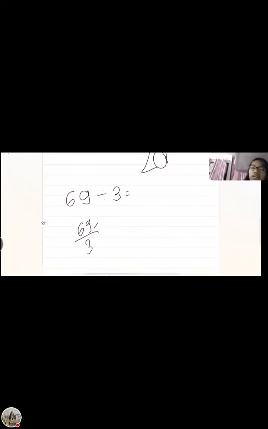So in 3's table it comes, then we'll divide it and we'll get the answer. If the denominator is not 1, then we'll divide it further till we get the denominator as 1. Okay, that is how we do it.